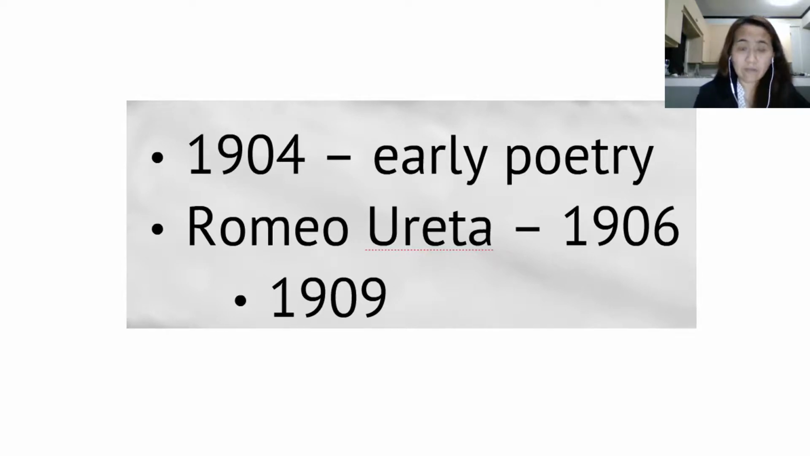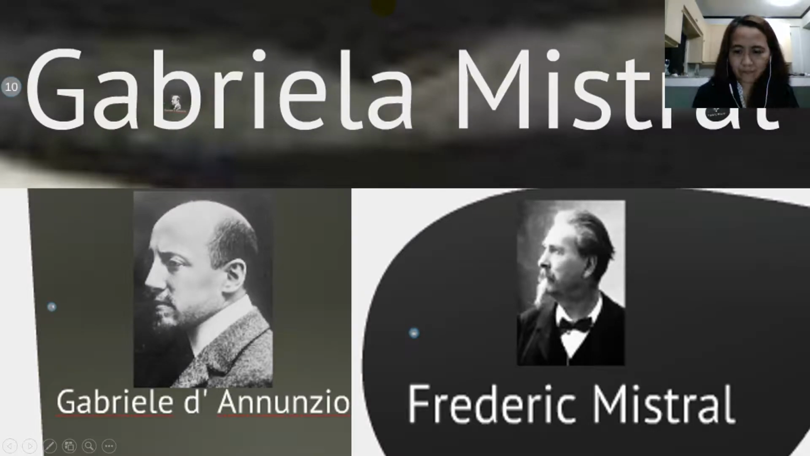In 1906, they met and fell in love, but in 1909 it stopped abruptly because of Romeo's death. Romeo committed suicide. And somehow that really made a huge impact on Gabriela Mistral's life because she did not get married after that. Which is very, very interesting.